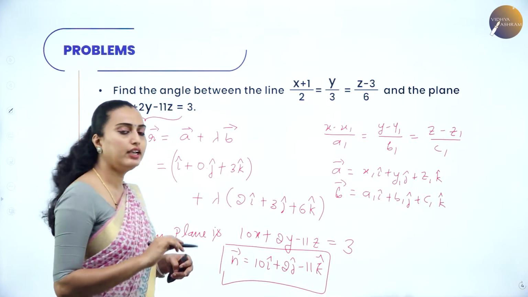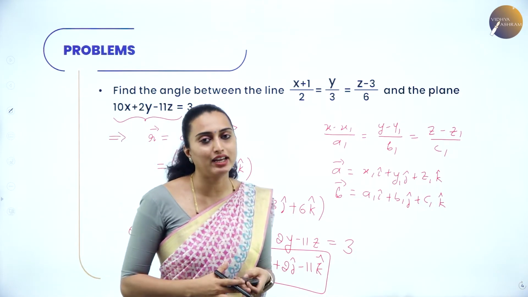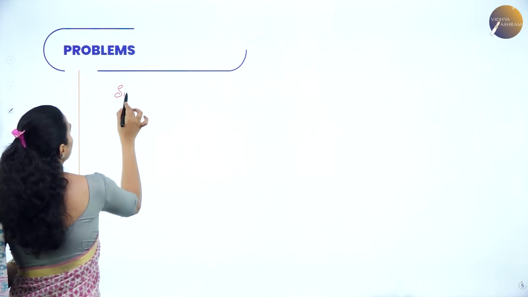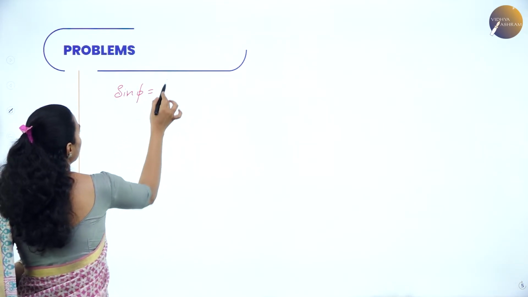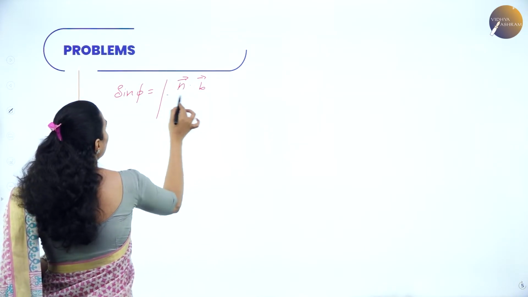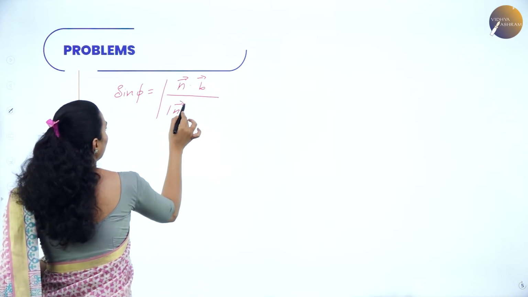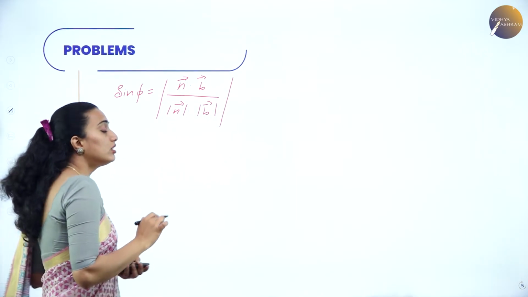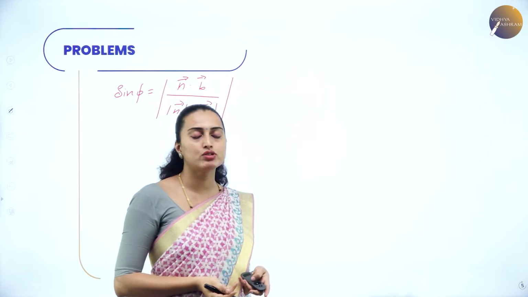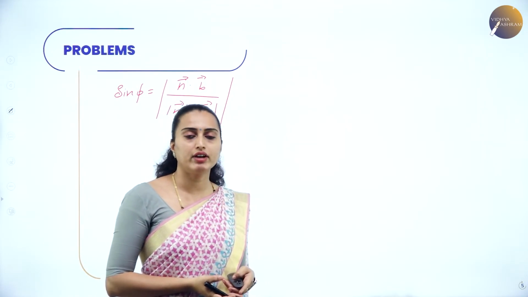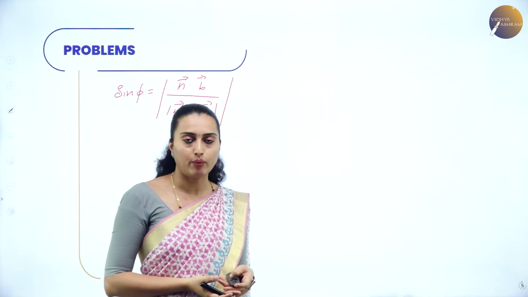Now why do I need the n vector? Because you have sine phi is equal to, what is sine phi? The angle. So sine phi is equal to the magnitude of n vector dot b vector divided by the magnitude of n vector into the magnitude of b vector. This is the equation you have, so we need to find the n vector as well as the b vector, right?